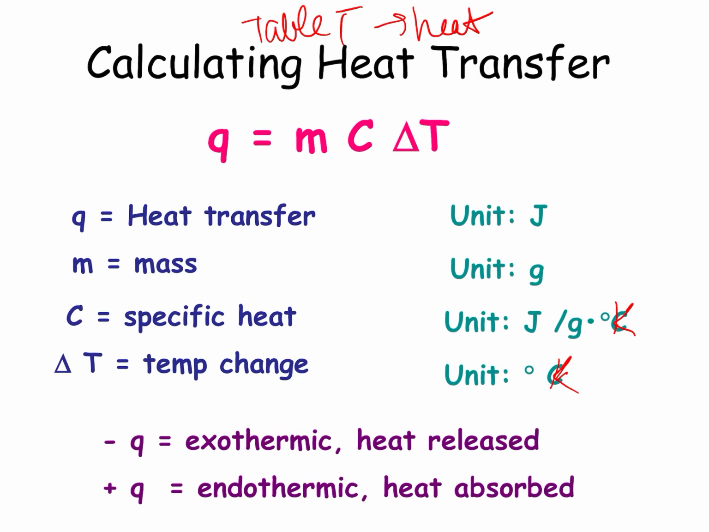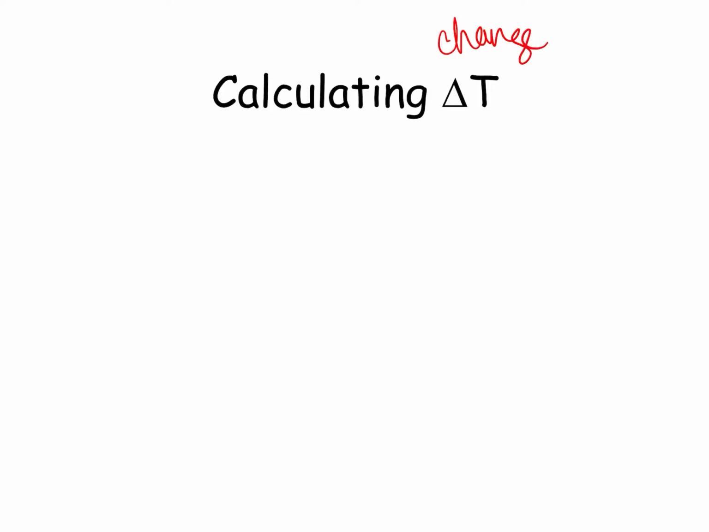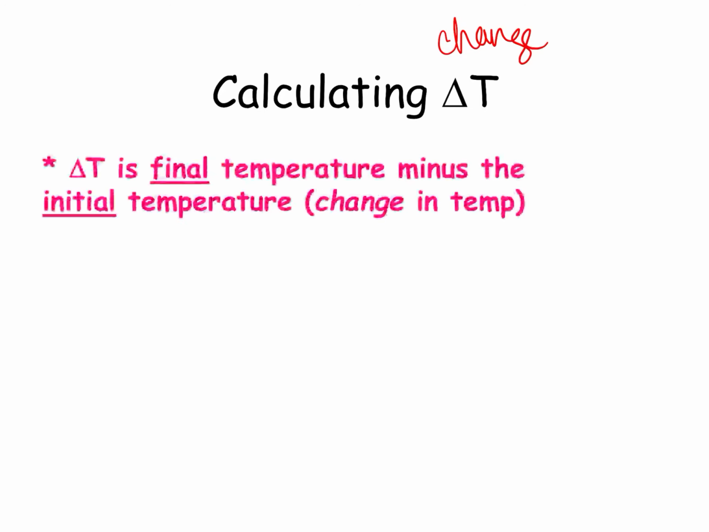So delta T means a change. So remember, how do we calculate a change? When we're calculating the slope of a line, it would be change in y over change in x, which is y2 minus y1, our final y minus our initial y. So that exactly is what we're doing here. Delta T is final temperature minus initial. T final minus T initial.